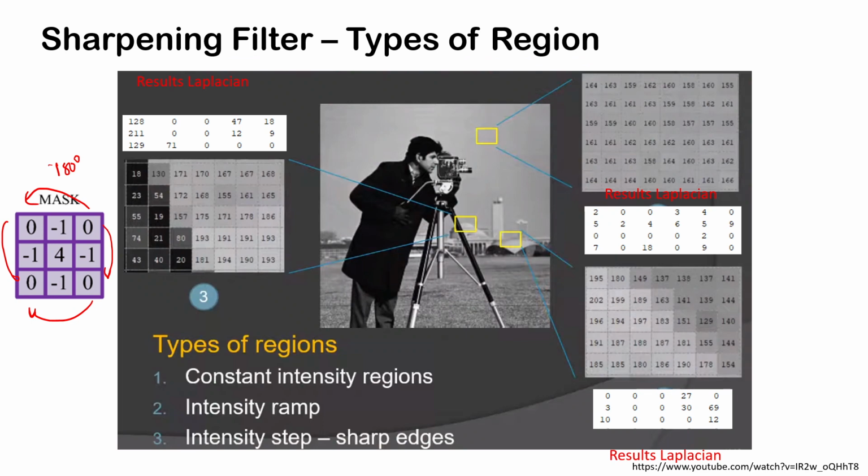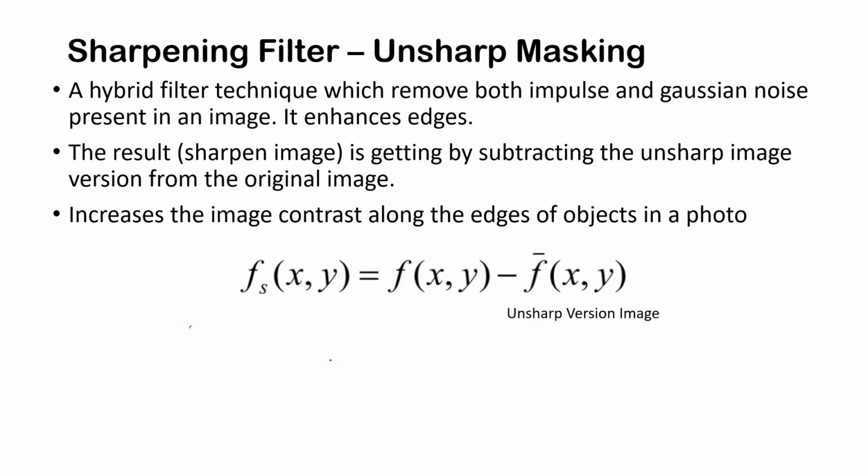The next one we're going to learn is called unsharp masking. What is it? Unsharp masking is another type of mask. It is a hybrid filter technique which removes both impulse and Gaussian noise. This is actually noise. Before this, I shared with you salt and pepper noise, but right now you are going to learn about impulse and Gaussian noise. If you Google these two, they are nearly the same as salt and pepper, but there's a difference. The noise is a bit blurred based on the impulse and Gaussian noise.